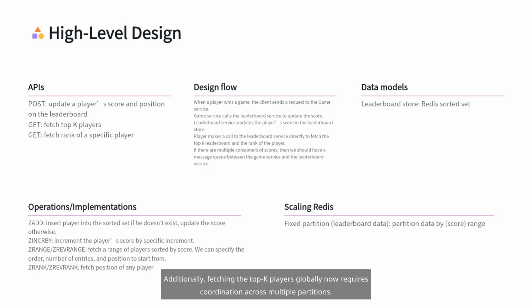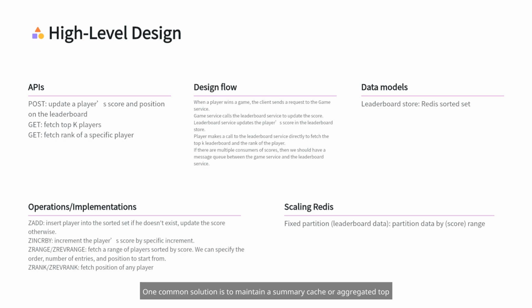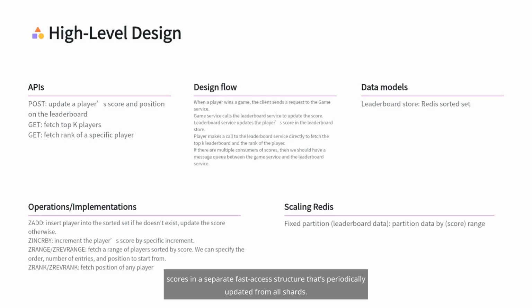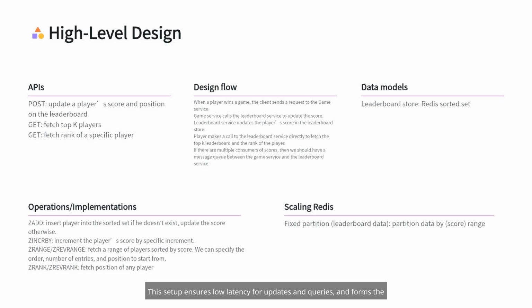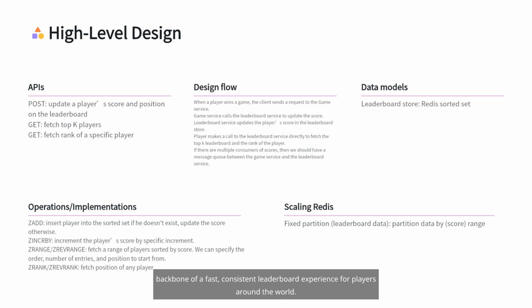Additionally, fetching the top K players globally now requires coordination across multiple partitions. One common solution is to maintain a summary cache or aggregated top scores in a separate fast-access structure that's periodically updated from all shards. This setup ensures low latency for updates and queries and forms the backbone of a fast, consistent leaderboard experience for players around the world.